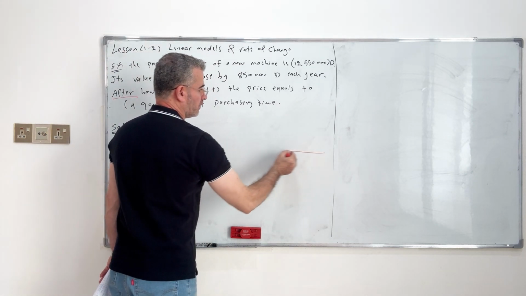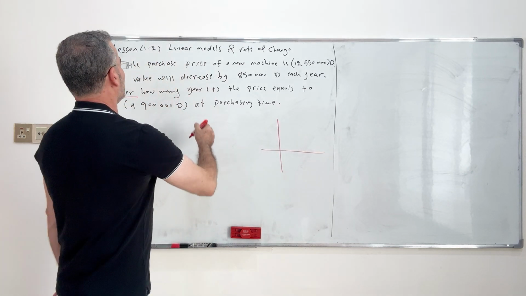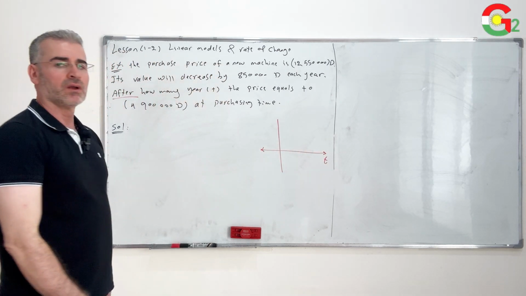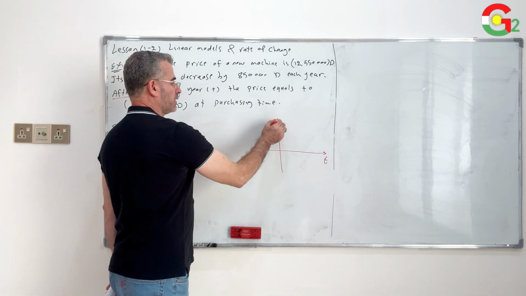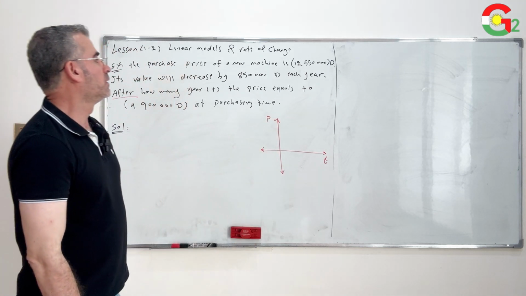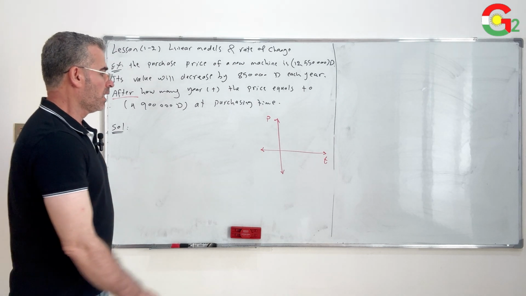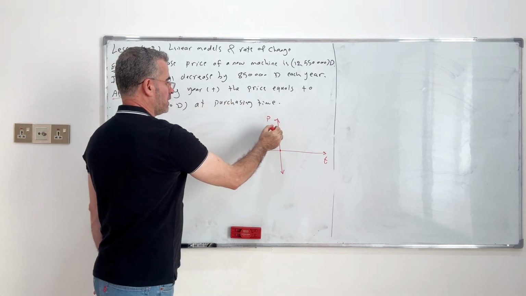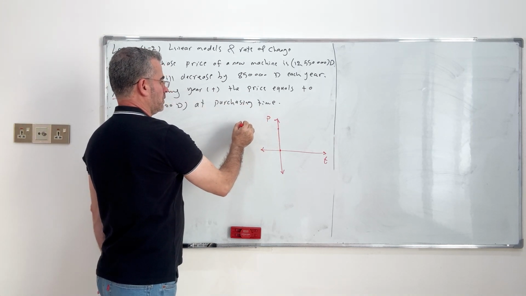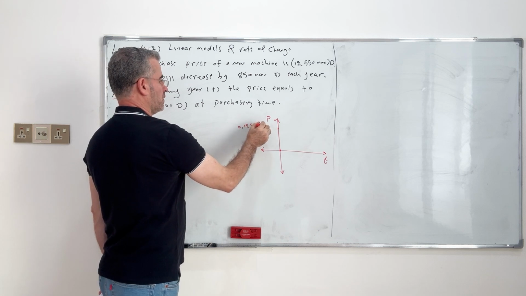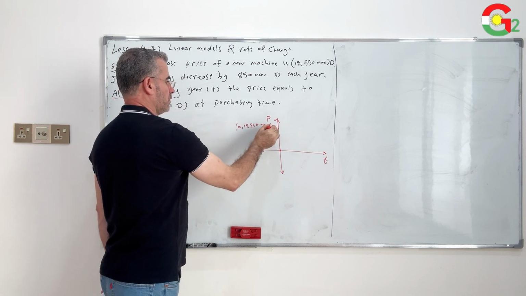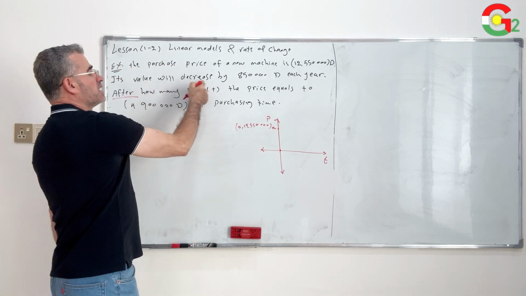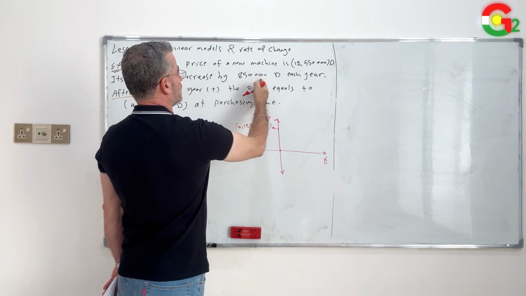Let me sketch the graph of this problem. The horizontal axis is for time. The vertical line is for the price of the machine. When time is 0, the price of the machine was 12,550,000 dinar. This is the coordinate of the y-intercept here. Its value will decrease by 850,000 dinar each year.